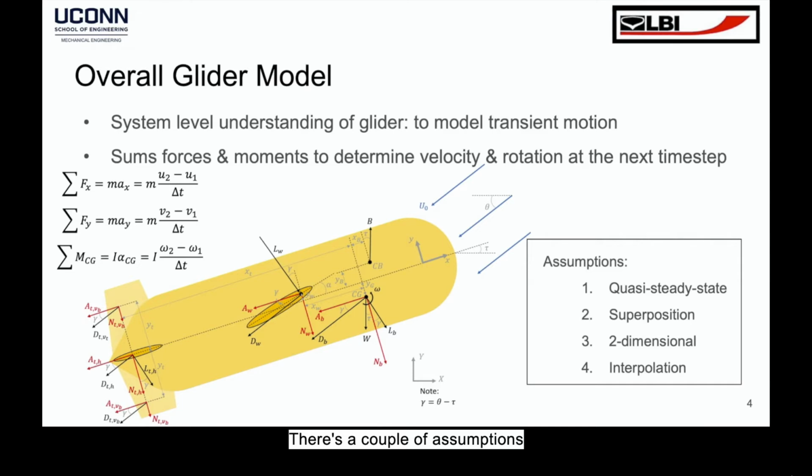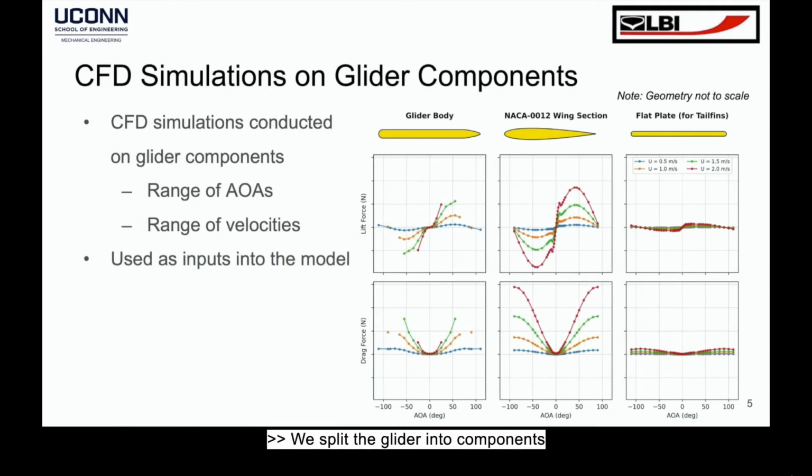There are a couple of assumptions in the background of this model. We assume quasi-steady state at each time step, and superposition of the components. It's only a two-dimensional model, so we're not looking at roll or yaw, and there is interpolation going on. We split the glider into components to run separate simulations on each of them for a range of angles of attack for the wings and for about negative 90 to 90 degrees, for a range of velocities from about half a meter per second to approximately 2 meters per second, which is the range that the actual glider will see in the water. The CL and CD values calculated from our simulations were then input into the glider model.